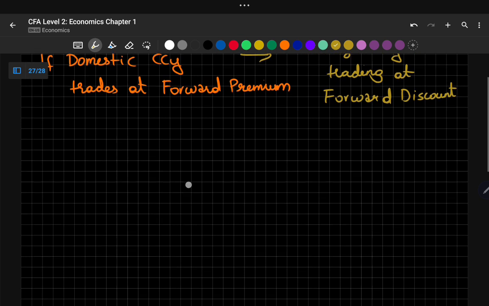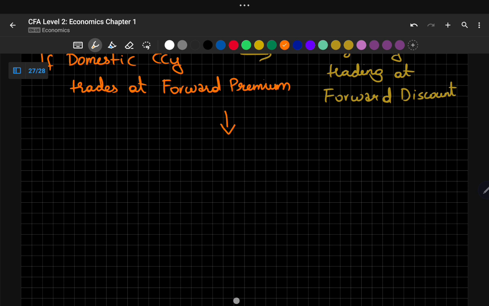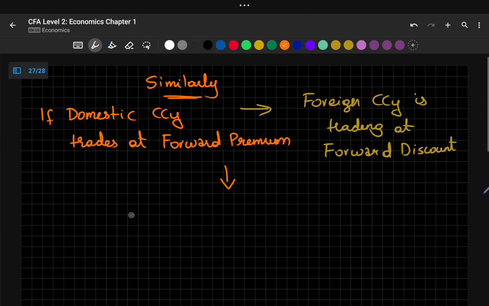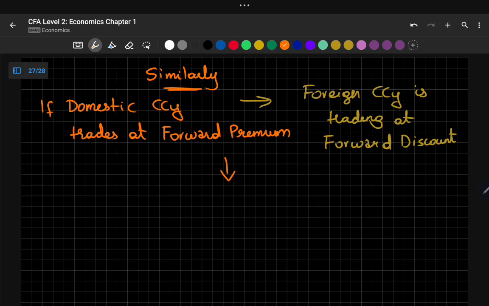Now why is that? If this is not the case, then it is possible to earn. There would be an interest rate differential, like one country's interest rate would be higher. So if INR, or if domestic currency trades at premium, then domestic currency's interest rate would be less. Similarly, if domestic currency is trading at premium, it would mean that the foreign currency is trading at a forward discount, and the foreign currency's interest rate would be higher.